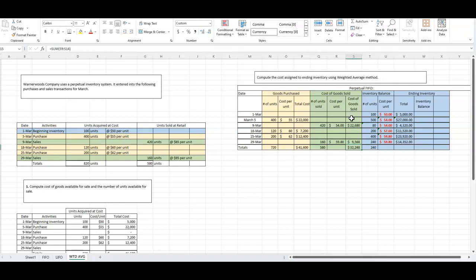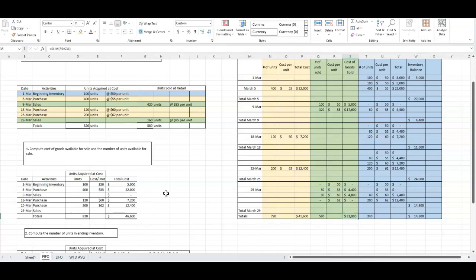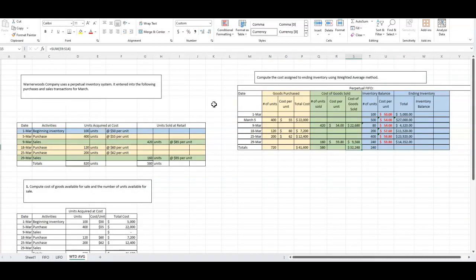LIFO should have higher cost of goods sold because we're assuming that we sold the most expensive items first. So $32,248 for weighted average, $32,920 for LIFO, and FIFO should have the lowest cost of goods sold, $31,800. All right, those are the three cost flow assumptions: FIFO, LIFO, and weighted average.